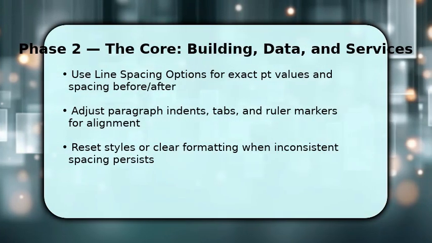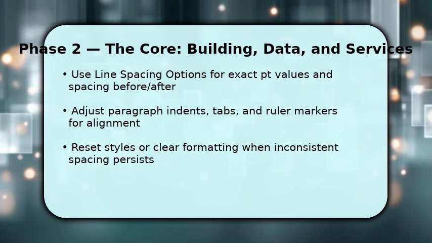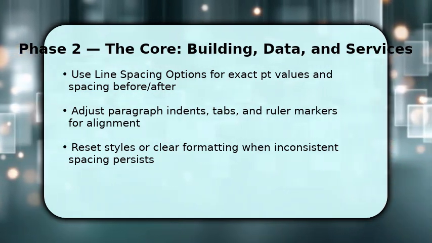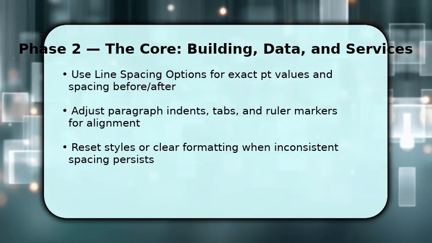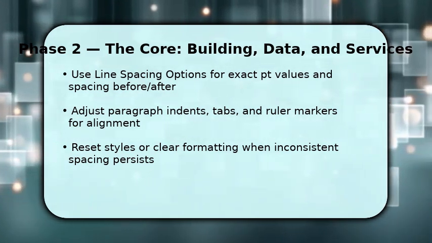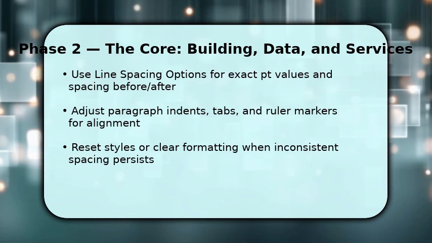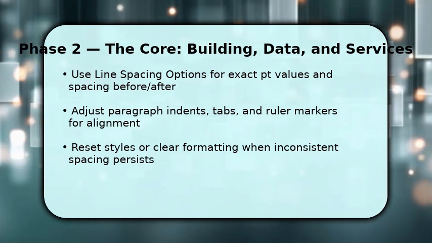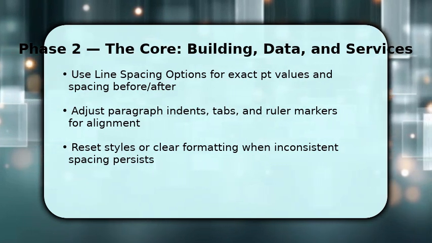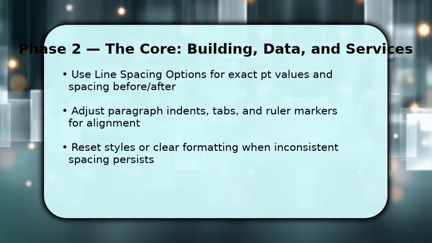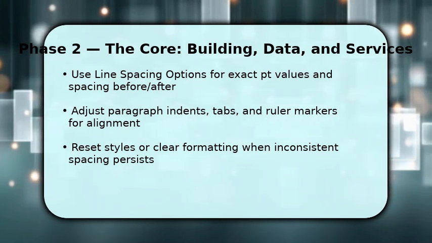Now you move into the detailed controls. Click Line Spacing options and enter precise point values for line spacing and set spacing before and after to avoid large gaps between paragraphs. Make sure to adjust left/right indents and use the ruler to set first line and hanging indents so bullet alignment is consistent. If tabs misalign list items, set custom tab stops.